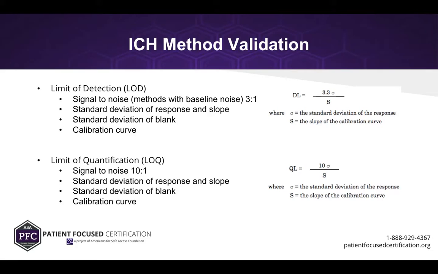And similarly, with your limit of quantification, we want to have a higher signal to noise ratio so that we know that background noise is not what we're actually calculating, but that you're calculating a true result from the true analyte that you're detecting, as well as taking into account the standard deviation of the response and the slope, the standard deviation of the blank, and the calibration curve.